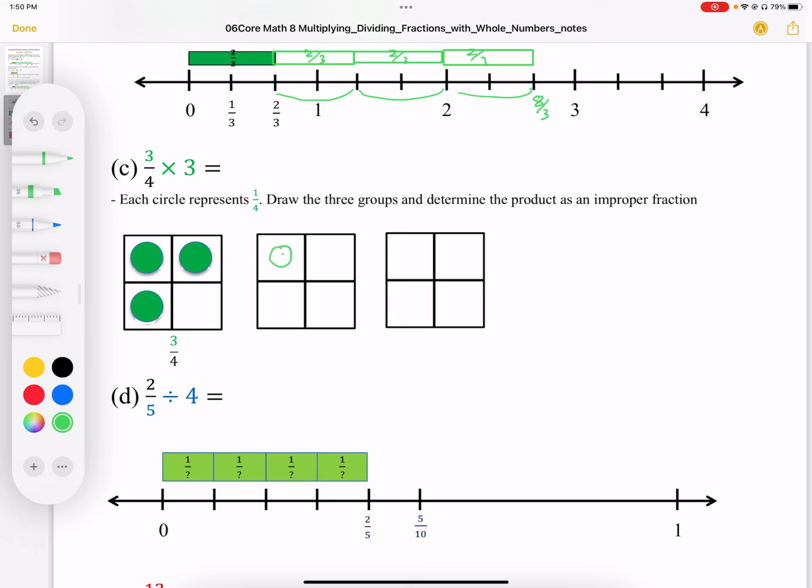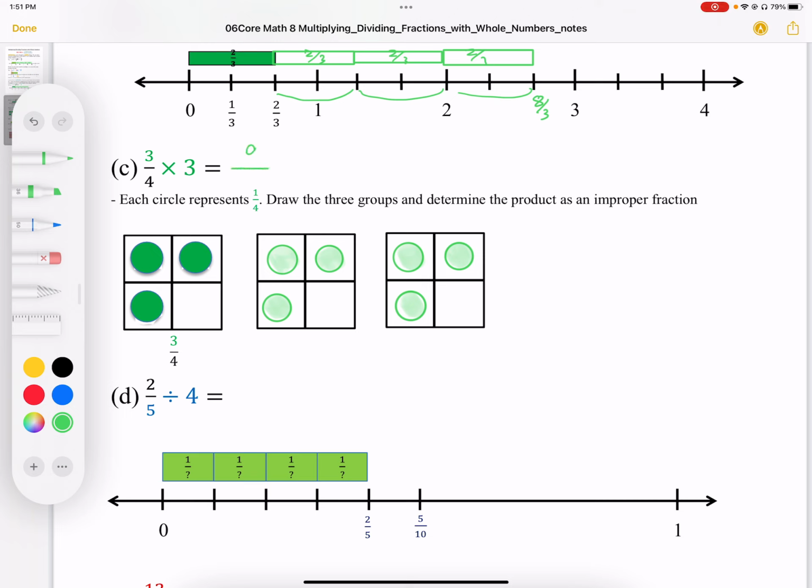So I can just sketch in my circles here. And this represents my 3 groups of 3/4 fractions. Okay, and I'm just going to shade these in. So that represents 3 groups of 3/4. Well, that's going to give me a total of 9.